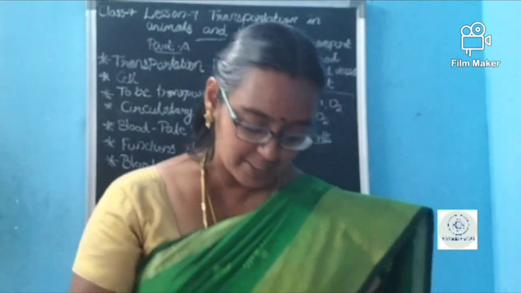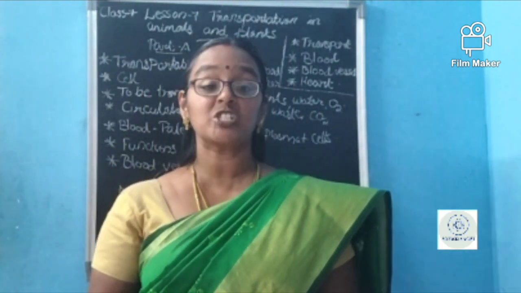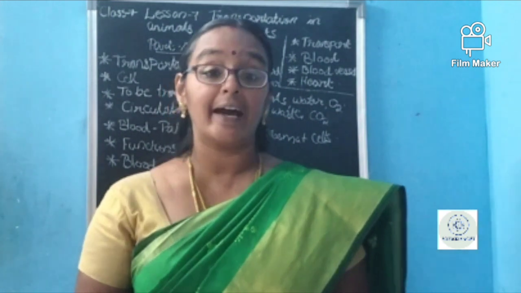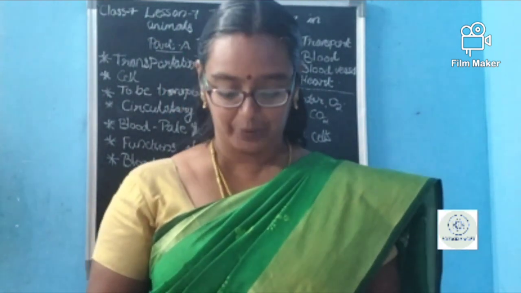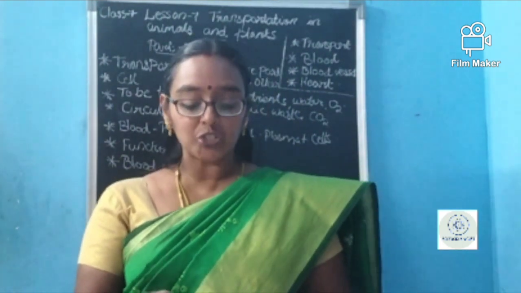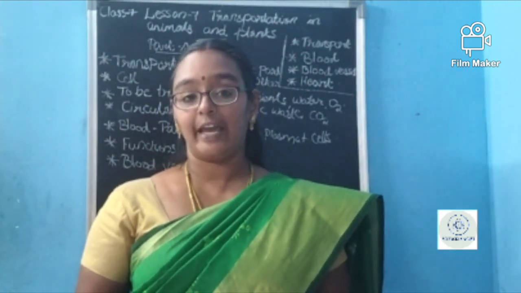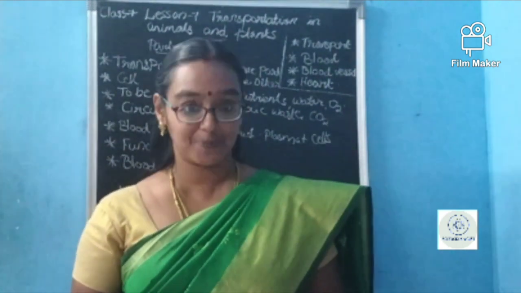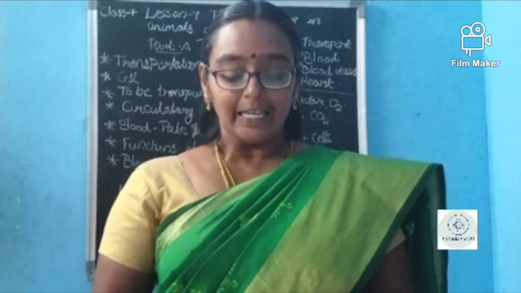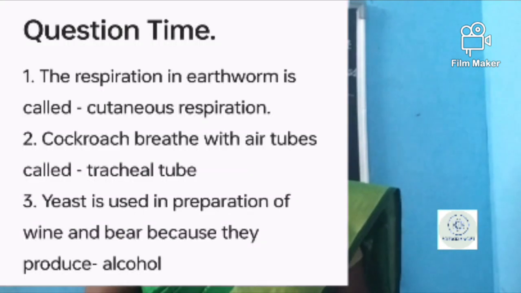The first question was earthworm respiration. The respiration of earthworm is called dash respiration. It is called cutaneous respiration. Second one, cockroach breathes with the air tubes called dash. Air tubes in cockroach are called tracheal tubes. And the third one: yeast is used in preparation of wine and beer because they produce dash.